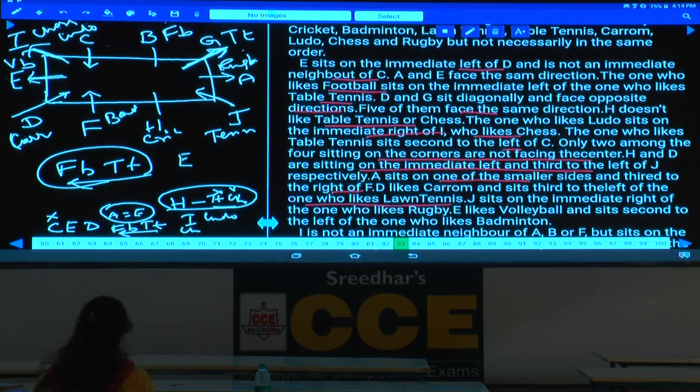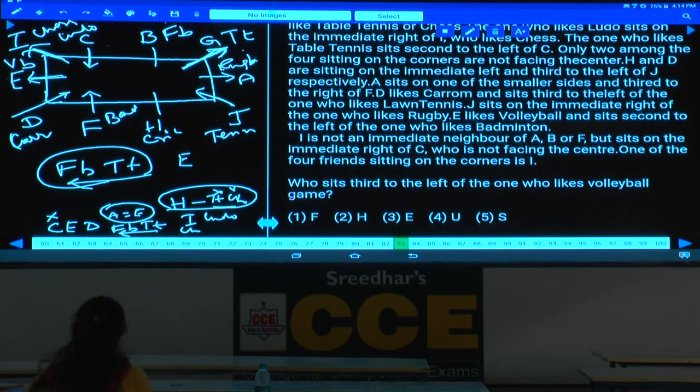And J sits on the immediate left of the one who likes rugby. As J is to the immediate left of the one who likes rugby, and E likes volleyball and sits second to the left of the one who likes badminton. E, volleyball, sits second to the left of badminton. I is not an immediate neighbor of A, B or F, but sits to the immediate right of C. But sits to the immediate right of C or not?